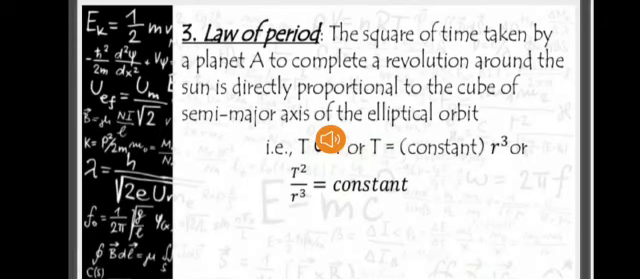So velocity of the planet is equal to the circumference of the circular orbit divided by the time period. The circumference of the circular orbit is equal to 2 pi r and the time period is T. So we have the equation GM by r, where G is the universal gravitational constant and M is the mass of the sun, divided by r, is equal to 4 pi square r cube by T square. So T square is equal to 4 pi square r cube by GM. That is, 4 pi square by GM is constant. So T square is directly proportional to r cube, and T square by r cube is equal to constant.